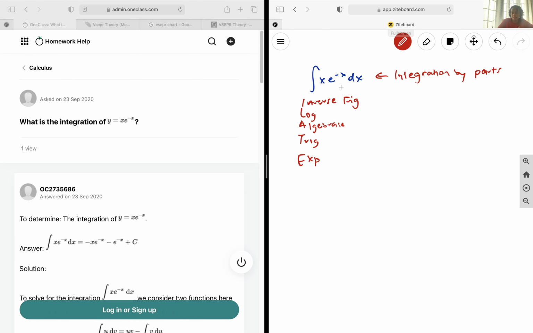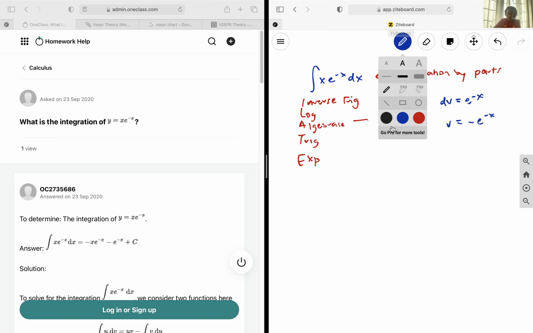So the first thing I see here is the algebraic before I hit the exponential. So what that is going to mean is that u is going to be equal to x, and dv is going to be equal to e to the minus x dx. This will mean that v is equal to negative e to the minus x, and that du is equal to 1 dx. Okay, so using the formula that we can just write down quickly here.